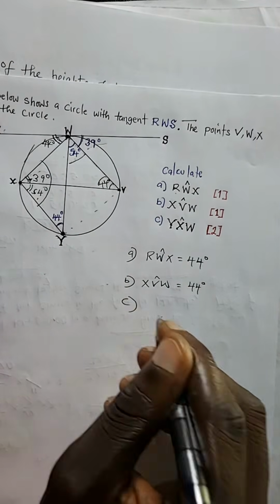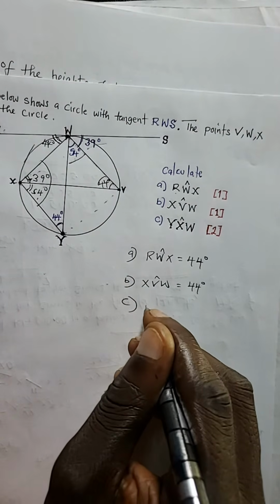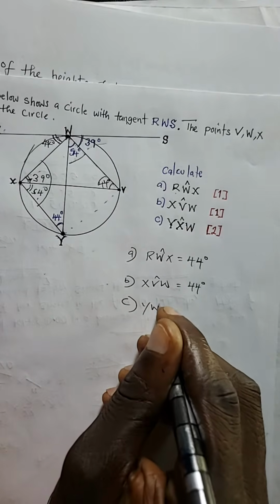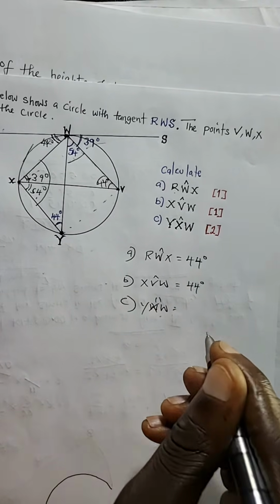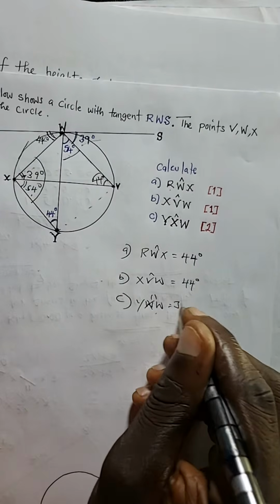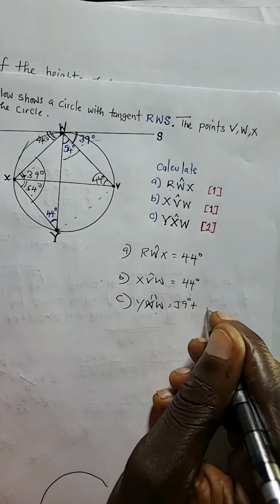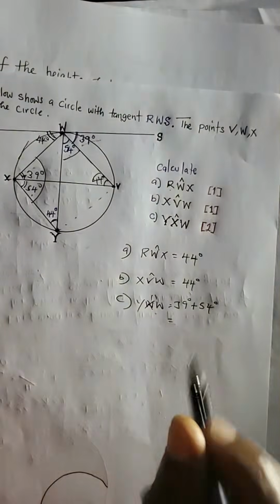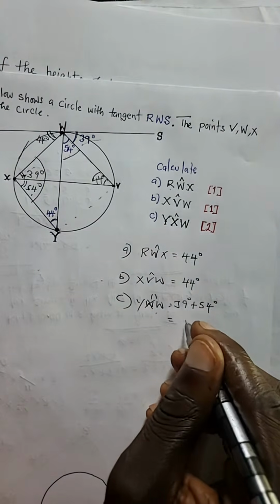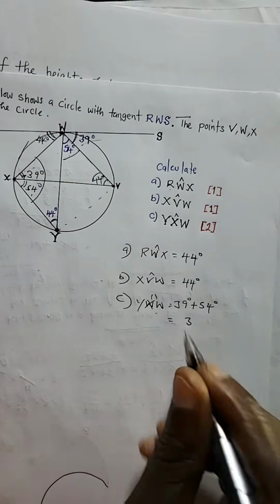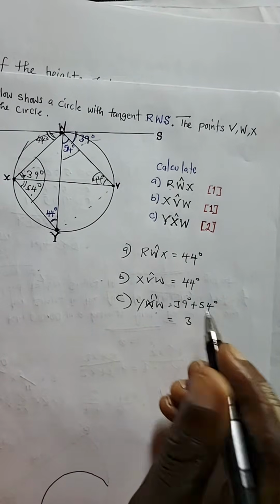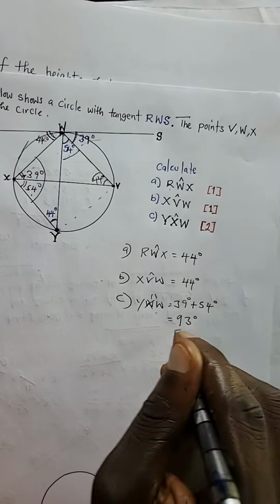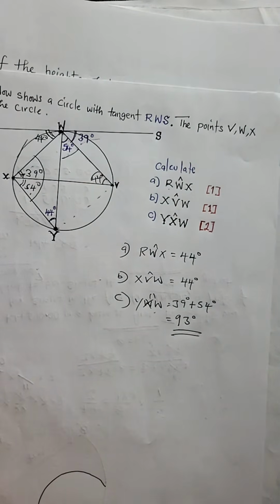So you have this, so you can just add. So you have YXW as 39 plus 54 degrees. And this is 9 plus 4 is 13, so you write 3, carry 1. 3 plus 5 is 8, plus 1, 9. So 93 degrees, and this is the answer.